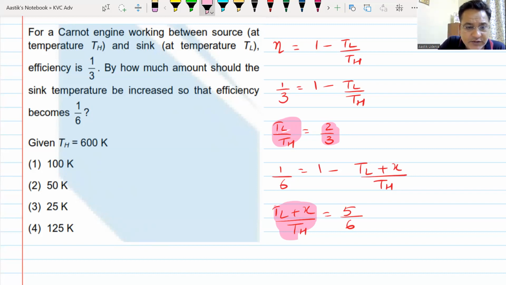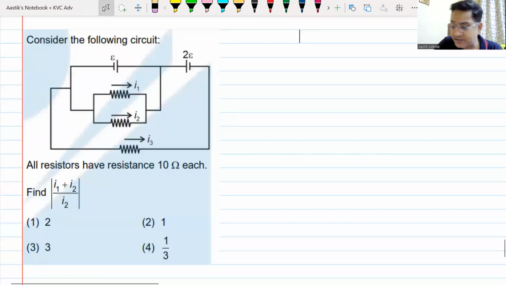Comes the next one in line. And remember, this was the paper that some of you would have appeared for. As you can see, all the questions you are able to do on your own. It's just that you have to be accurate, precise, and fast in your calculations. This is the next one.